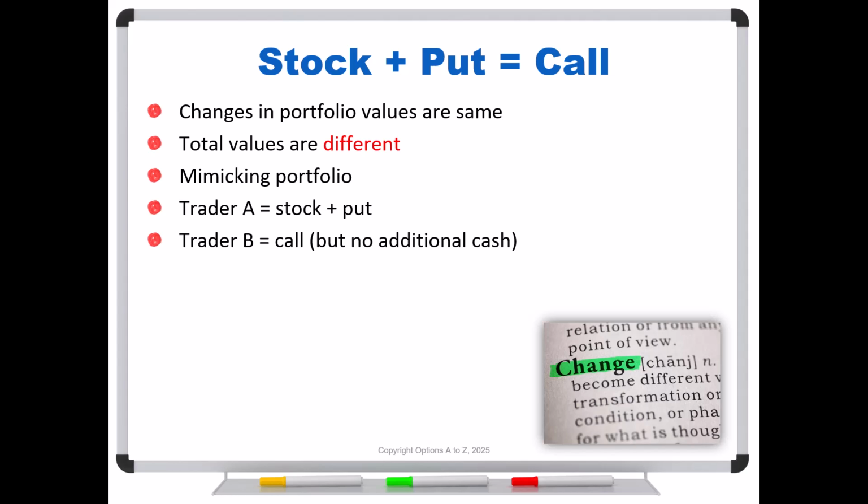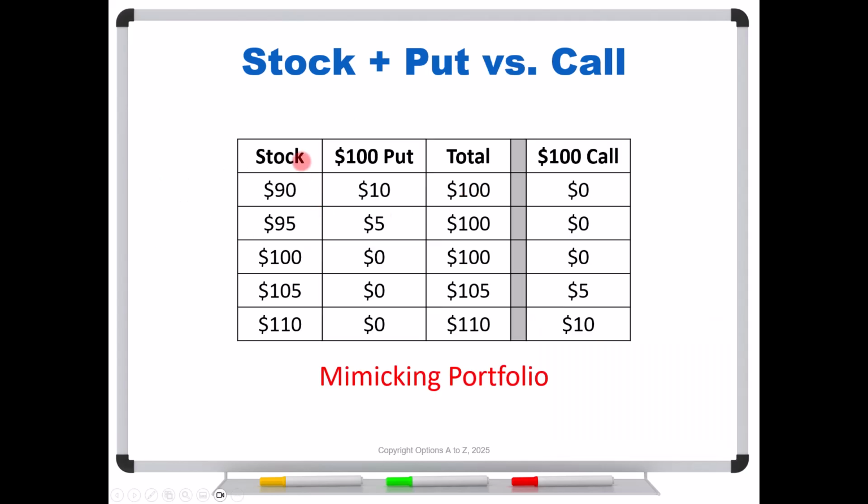So why is this called a mimicking portfolio? And what do we mean that the changes in the portfolio values are the same, but the total values are different? Well, here's what it means. In this table, we've got a list of stock prices, and the next two columns right here, the 100 put and the stock, are Trader A. This is the person holding the stock plus put portfolio. And so this is their total value. To the right of this gray line right here, we have Trader B, who is holding just the call.